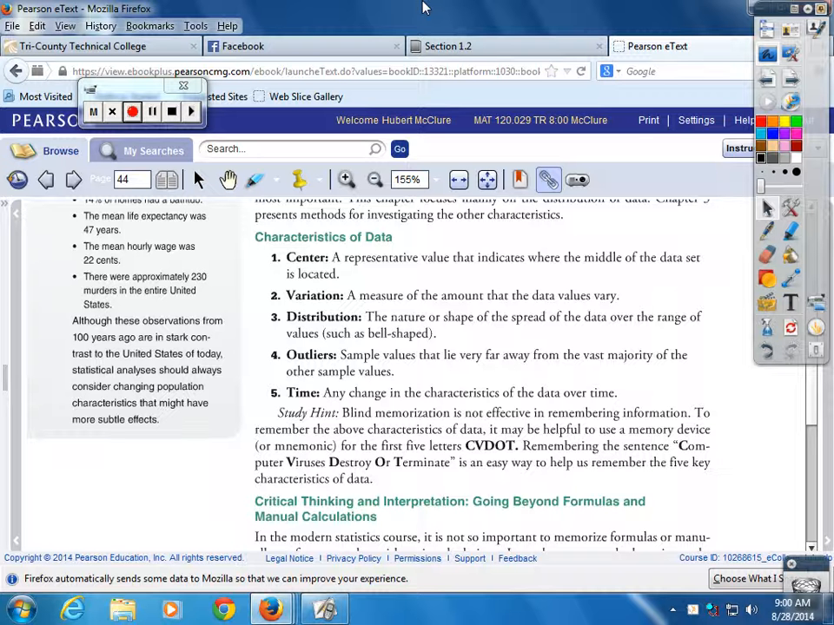Distribution. Distribution is where you fall in line of center. In other words, if the average of the class is 80 on a test, then where you fall is distribution to that 80.